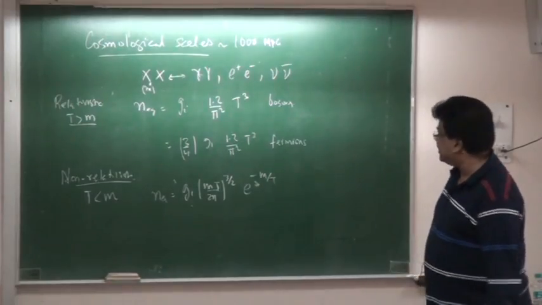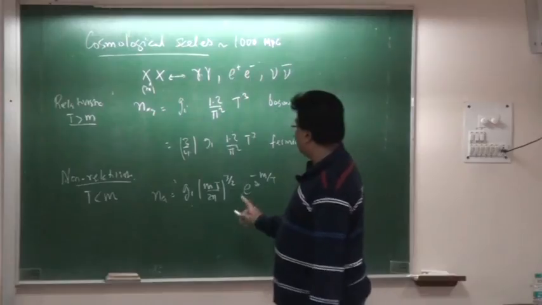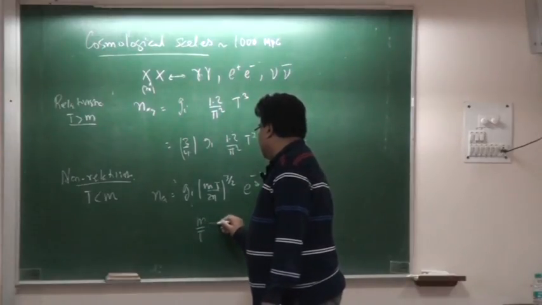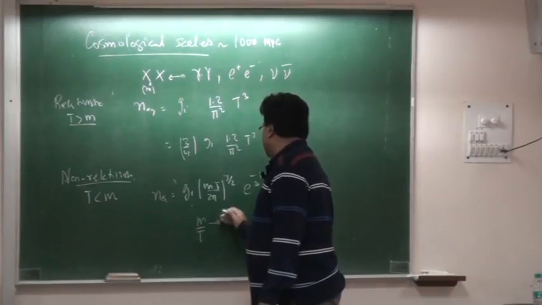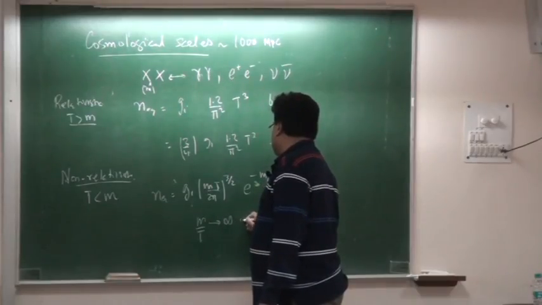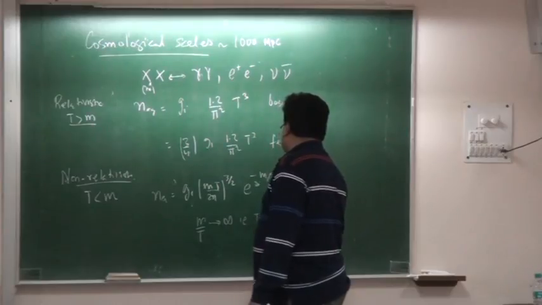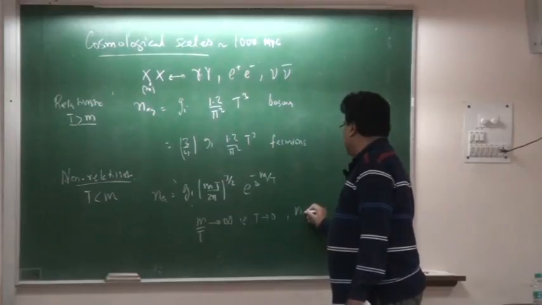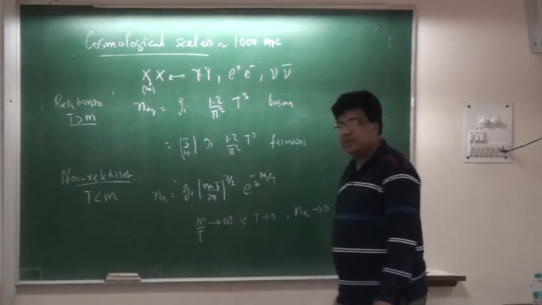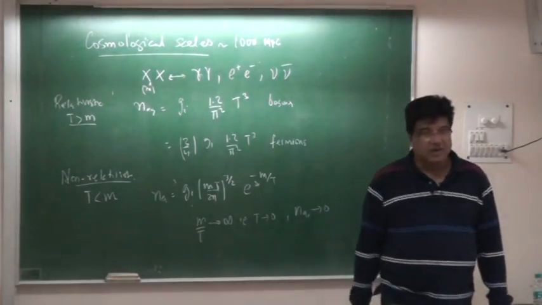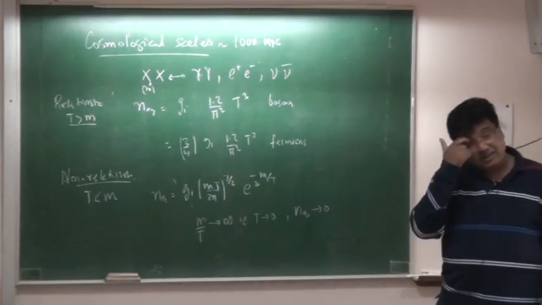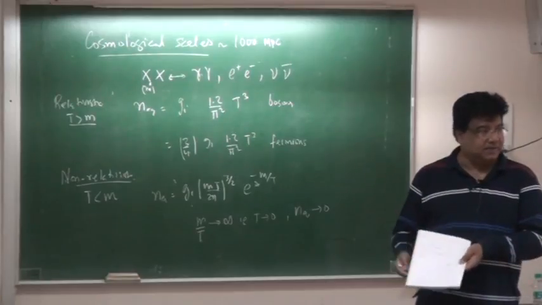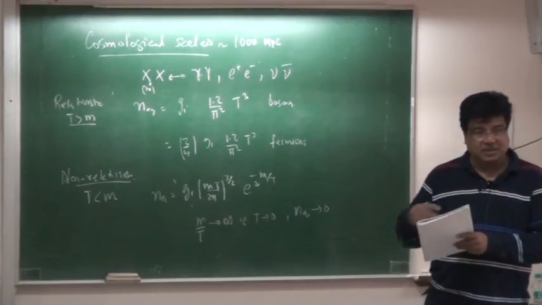So what this tells you is that when M upon T goes to infinity, that is T goes to 0, the equilibrium number density goes to 0. So they exponentially go down when the temperature goes down below their mass. So if particles are interacting and they remain interacting, they will disappear.